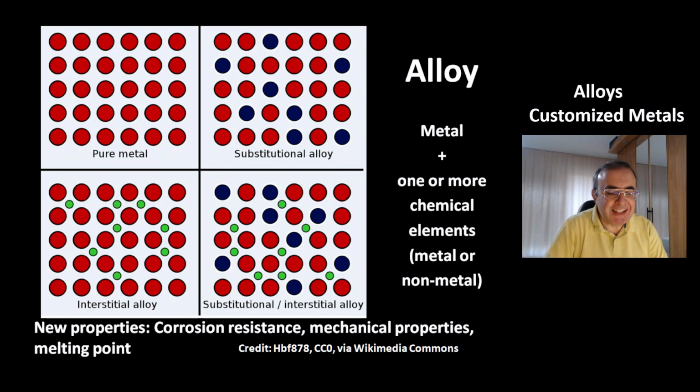My name is Oktay. Today's video is about alloys. Alloys are metals with one or more chemical elements. This can be a metal or non-metal element. Here are a few examples of alloys.